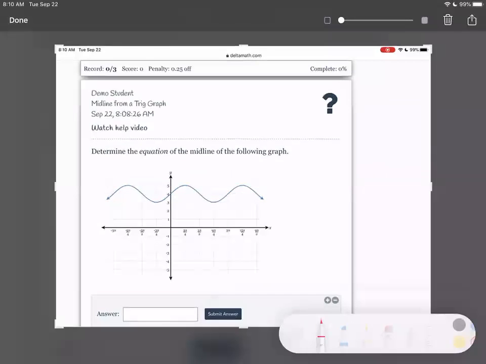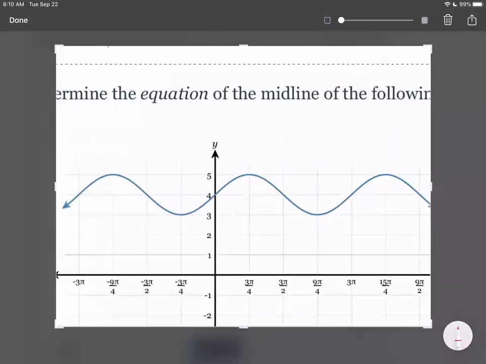So the midline is if you were to take this graph and right in the middle of it, draw a horizontal line. So this is my midline, and it is my midline because it's directly in between. Here's the highest point, here's the lowest point. The midline is right in between those two, and it just goes all the way horizontal. So this is our midline, and we want to find the equation of this red line that I have drawn.